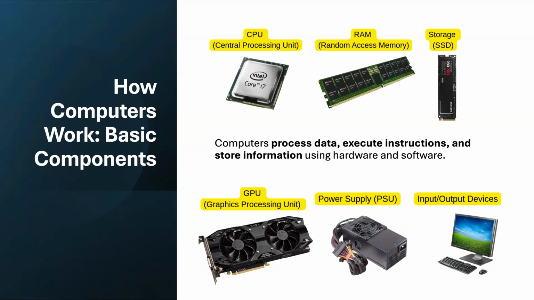We have storage, HDD and SSD, which is long-term memory that keeps files, software, and the OS. GPU, graphics processing unit, which processes graphics and speeds up visual tasks. Don't forget the power supply, the PSU. This converts electricity into usable power for the computer. Keyboard, mouse, monitor, printer, speakers, and all that other stuff, those are our input and output devices. Look at your phone or your computer. Can you identify these components?